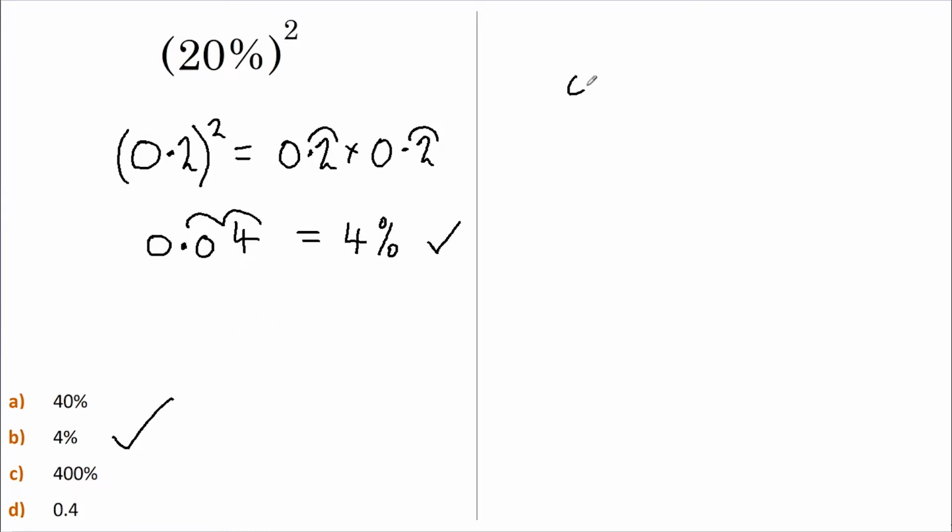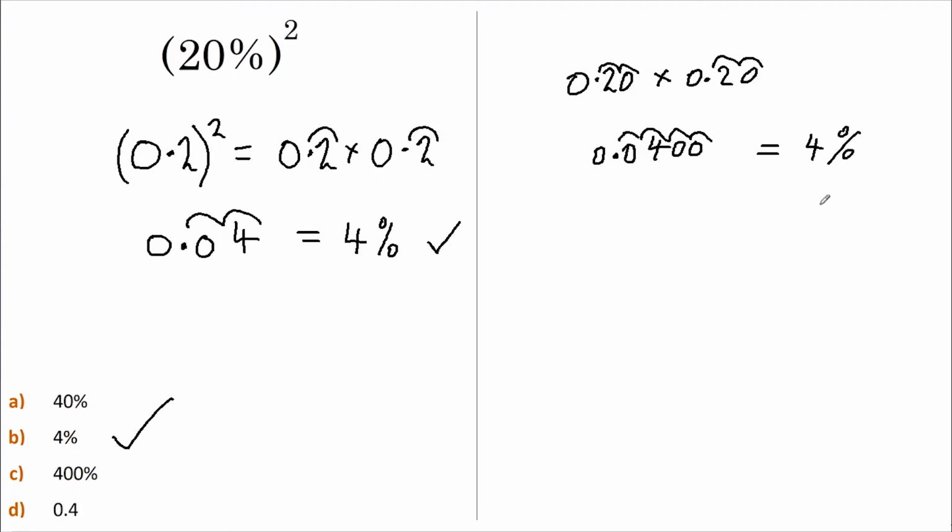What if you wrote this down as 0.20 times 0.20? Would that still have worked? Well, 20 times 20 is 400. How many decimal places? 1, 2, 3, 4. A decimal point goes there. Fill in the gaps. 0.04, which equals 4%. So yes, it would still have worked if we had done that.